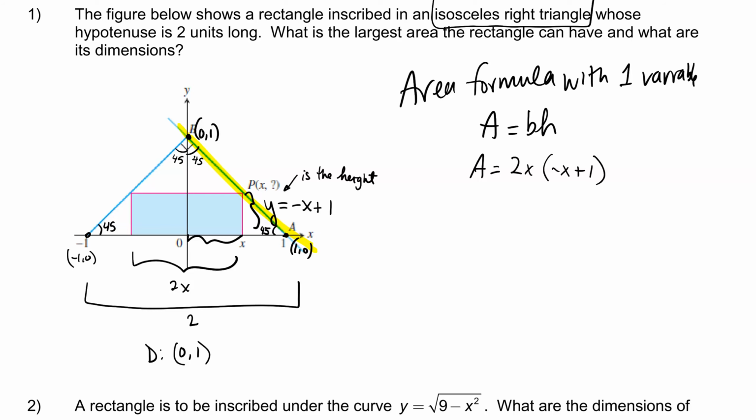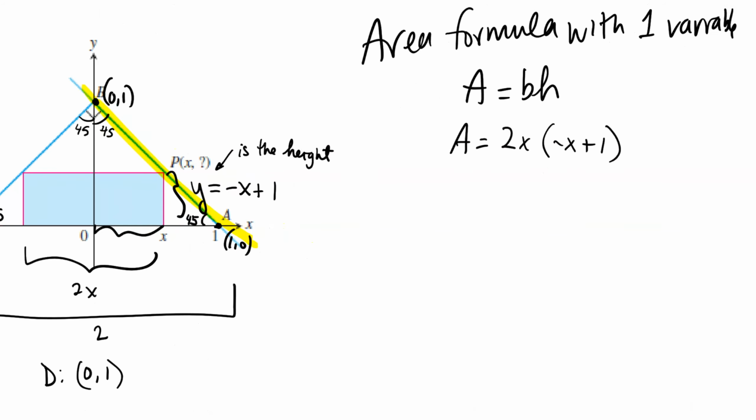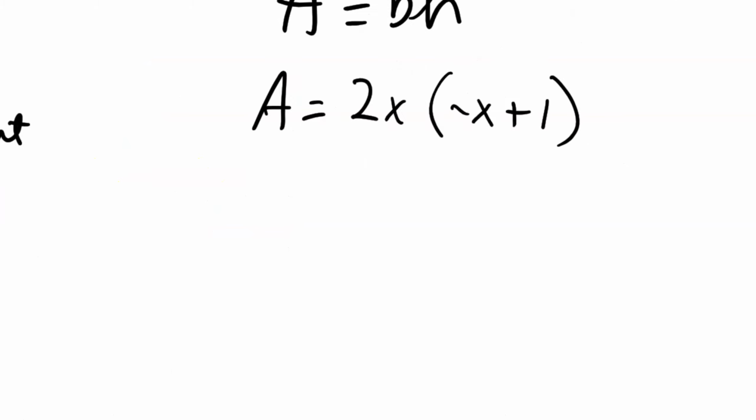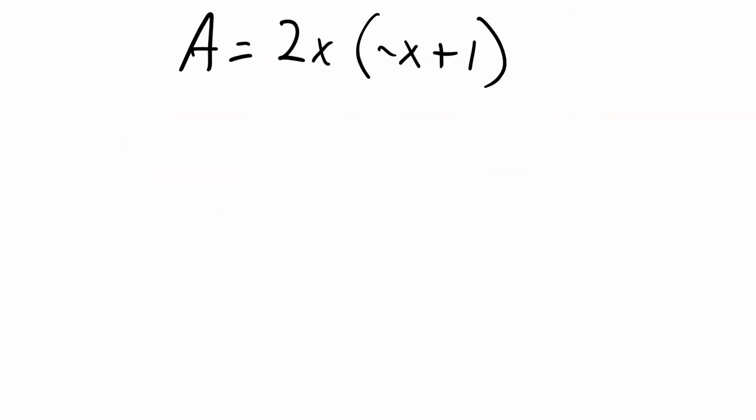Okay, so we want the area, base times height. We found the area in terms of one variable. So area is base, 2x, times our height, negative x plus 1. If I distribute that, it will make it a little easier to take the derivative. All right, so area is going to be negative 2x squared plus 2x.